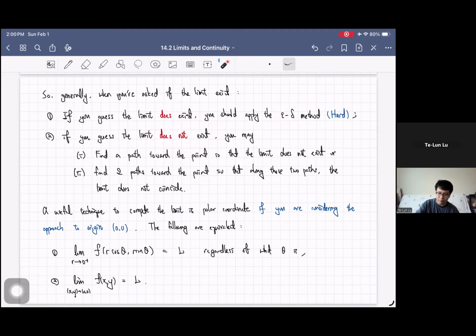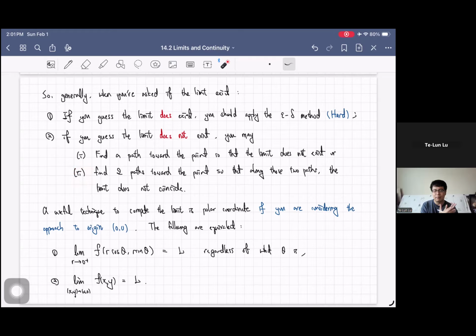So one way is to find a path toward the point that we are asking to show that a limit does not exist. Then we're done. That's an analogy of the case in the one-dimensional limit that either the right or the left limit does not exist. And the second is to find two different paths so that the limit exists, but they are different. So that is an analogy of the right and the left limit existing in the one-dimensional case, but those two are not the same. So those are the two ways to prove that the limit does not exist.